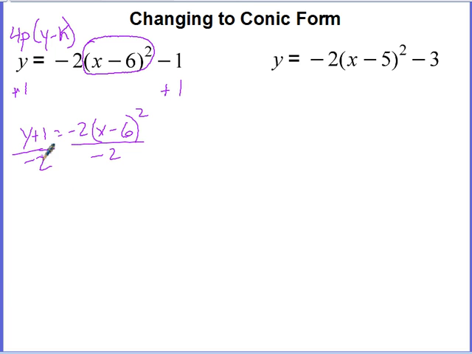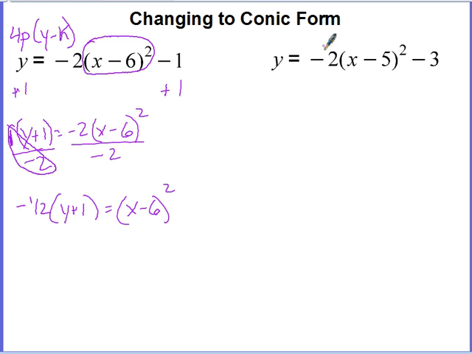So to get it to look like that, I want this y plus 1 to stay in parentheses. And remember, if there's no number, we say that it has a coefficient of 1. So really, instead of dividing by negative 2, I'm multiplying this by negative 1/2. So I have negative 1/2 times y plus 1 is equal to x minus 6 squared. So now that is in conic form, and now it can be graphed.